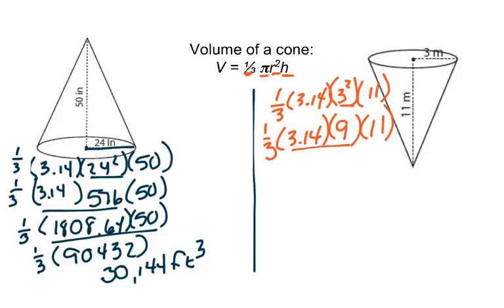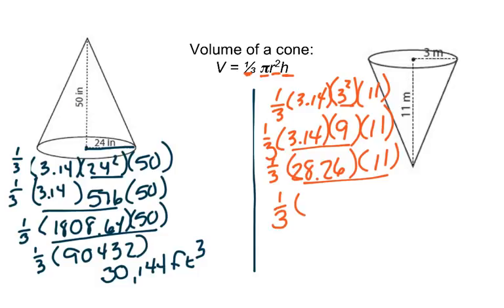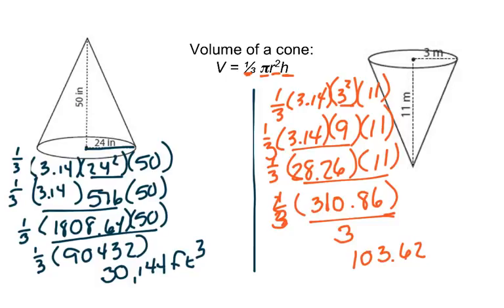Okay, so 3.14 times 9 is 28 and 26 hundredths times 11. Don't forget your 1/3. So then multiply those together and you get 1/3 times 310 and 86 hundredths. Then divide it by 3 and you get 103 and 62 hundredths meters cubed. I hope what you're seeing is that if you just plug into the formula, you can answer the question.